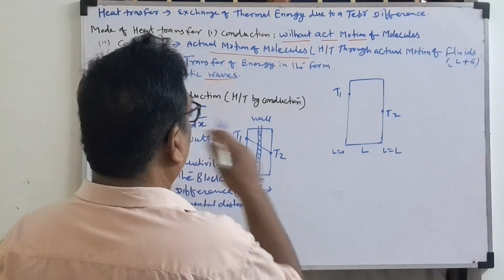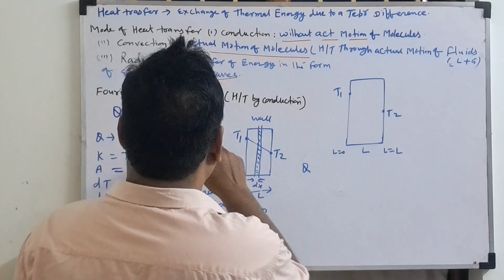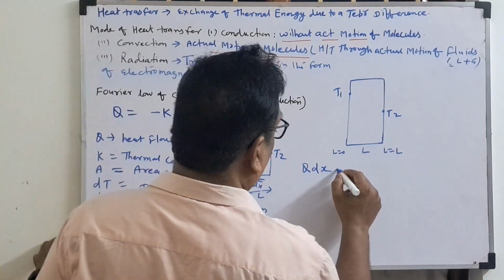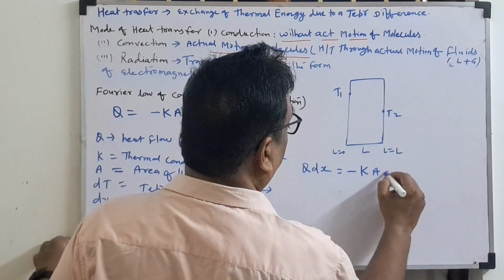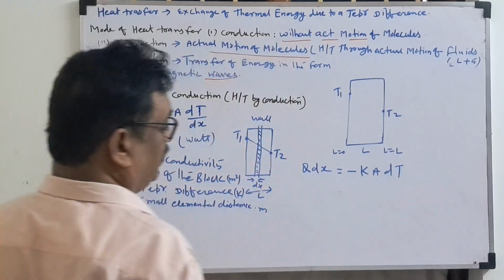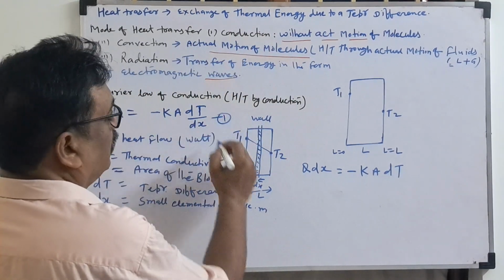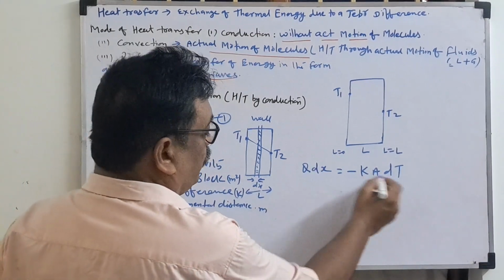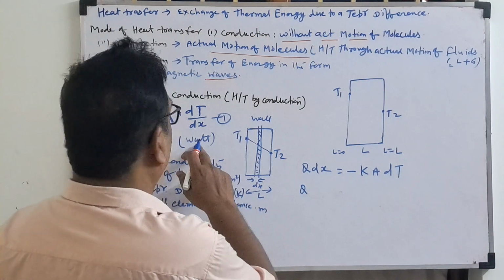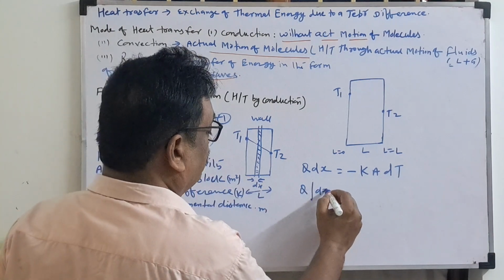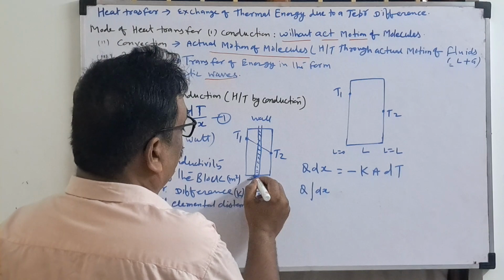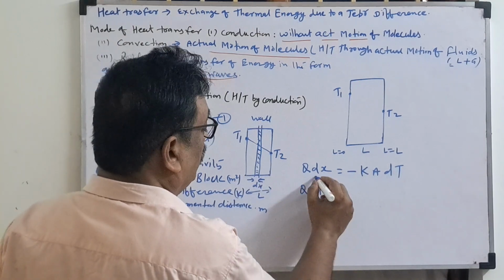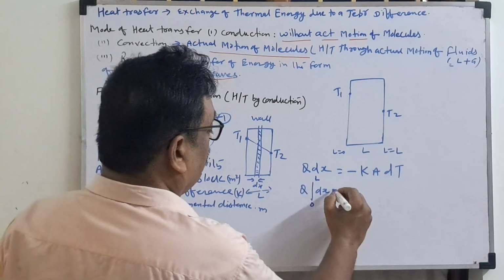How does this come? So here write Q. Bring this dx here. We'll write here minus Ka dT. This is equation number 1. If we integrate both sides, Q is heat flow, unit is watt. Integrate dx, the small elemental distance, from x equal to 0 to L.